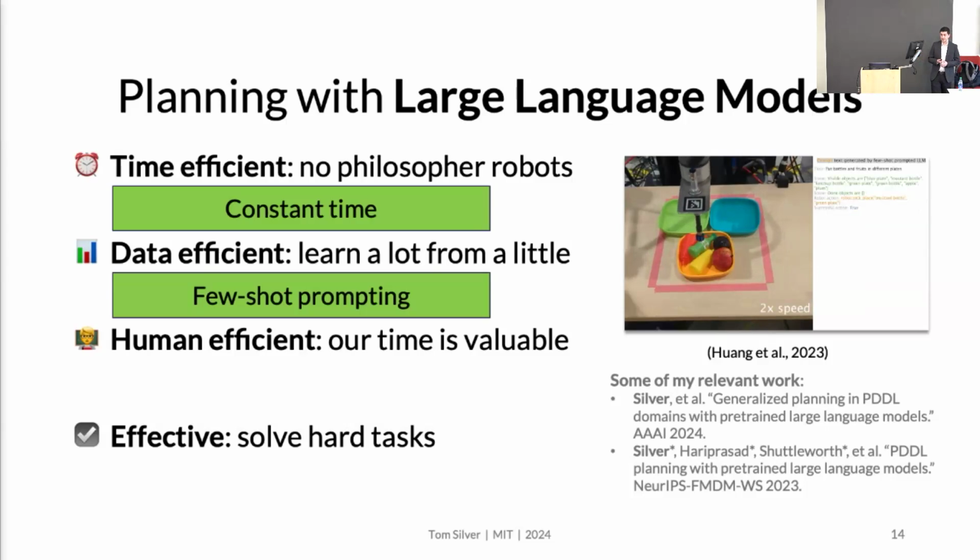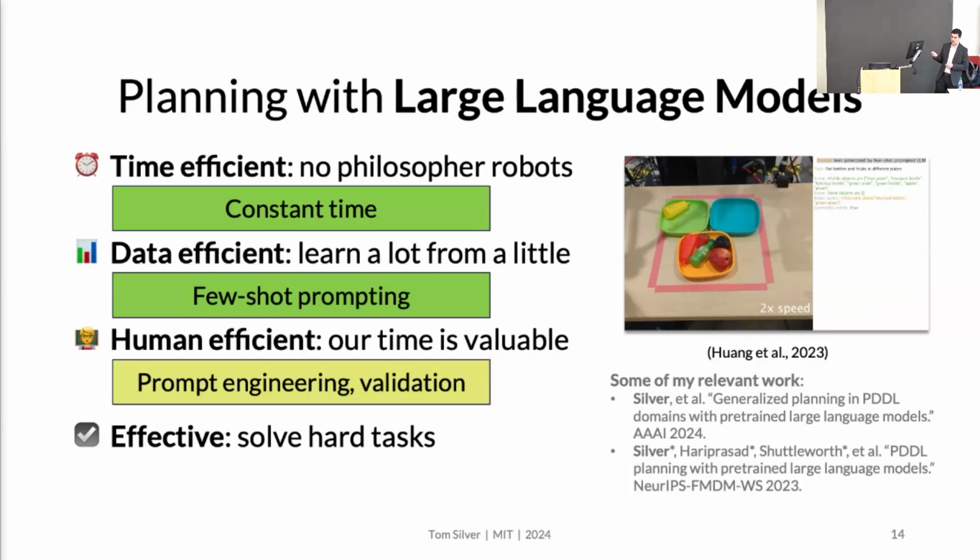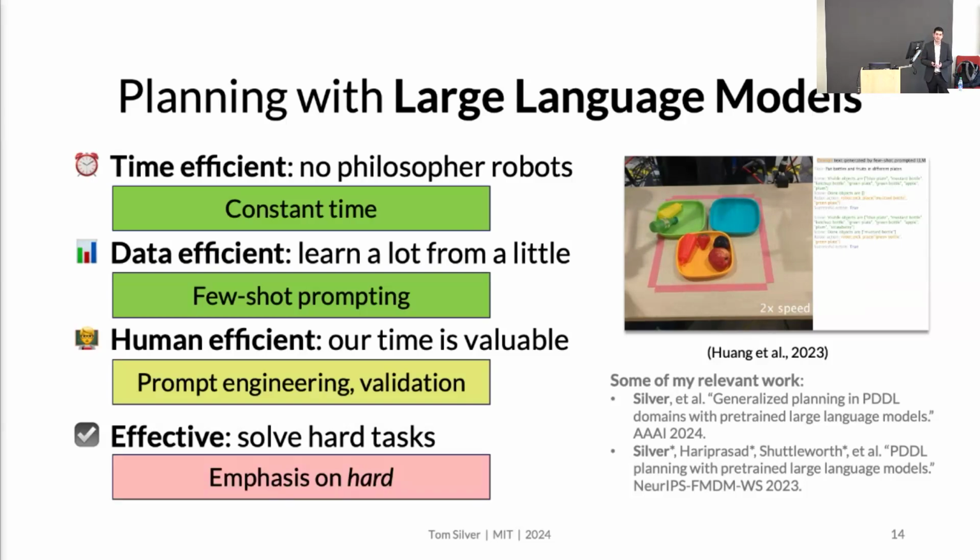But what's really cool about these models is that they can generalize quite a bit. For example, through few shot prompting, where you show them a couple examples and ask them to solve a new problem of the same form. There's a certain amount of prompt engineering and validation that goes into actually using these approaches in practice, so they're not entirely human efficient. But the biggest issue is that what we've seen in practice is these approaches on their own are really not well equipped for solving the truly long horizon, truly difficult reasoning and planning problems that come up in these kinds of robot domains.